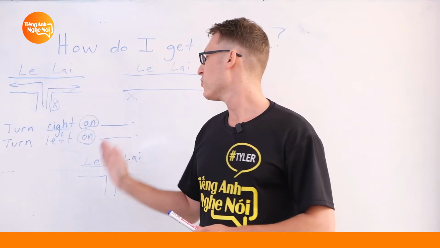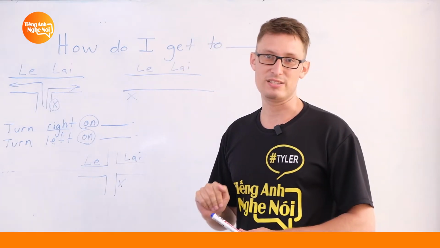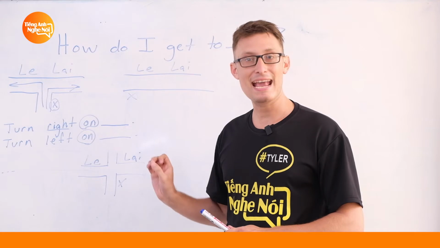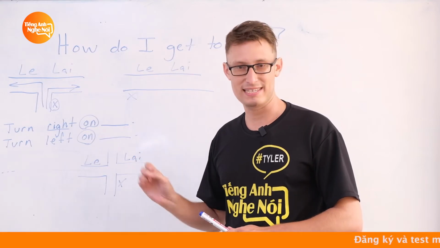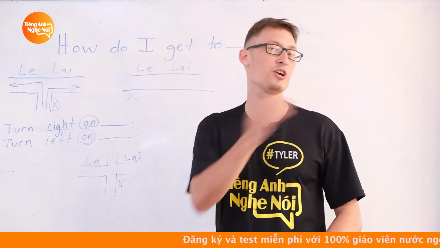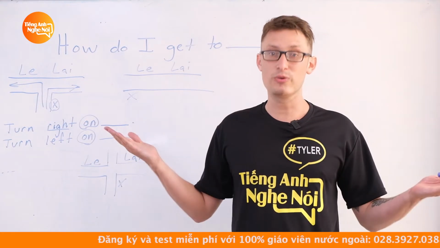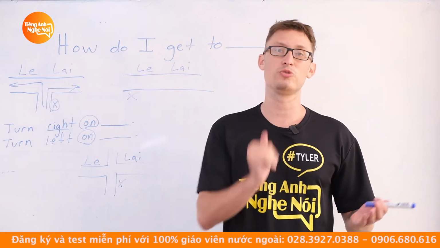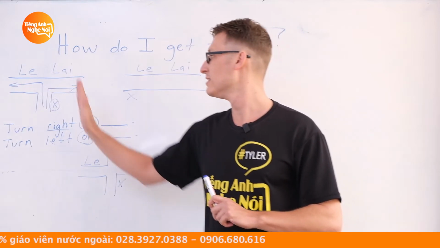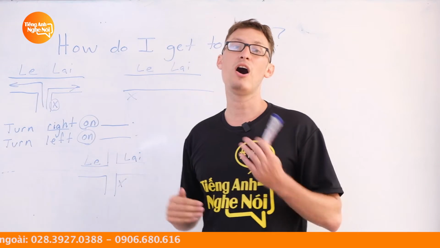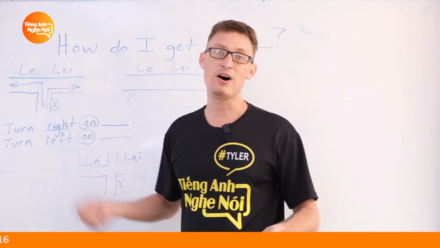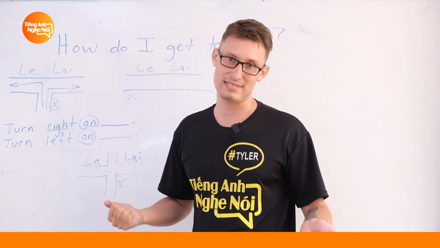Now, when you give directions, you must say the name of the street. If you just tell me, turn right, turn left, I don't know which street to turn on. So you must say the name of the street. Turn right on Lay Lai Street. Turn left on Lay Lai Street.